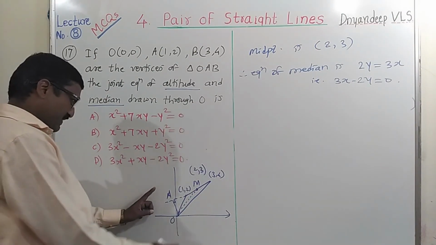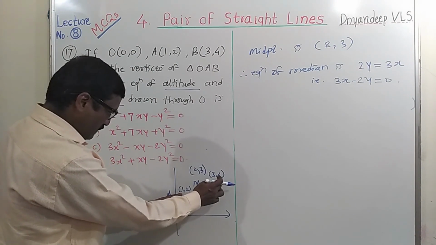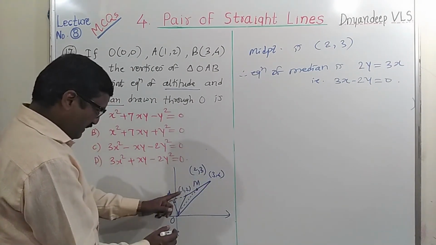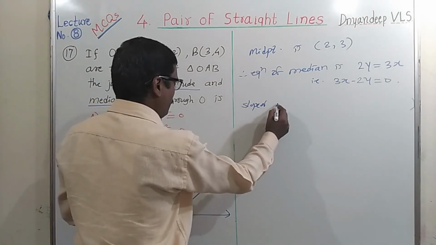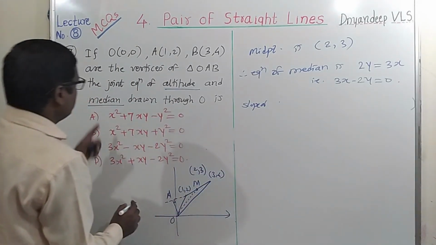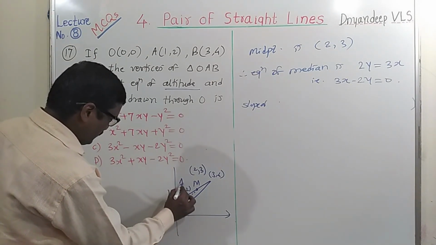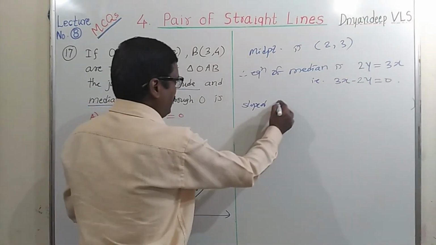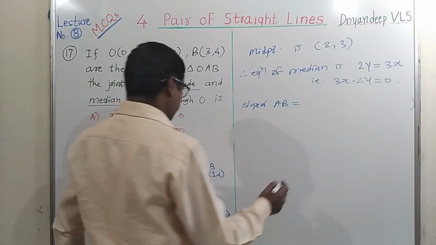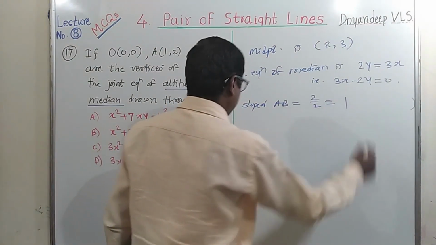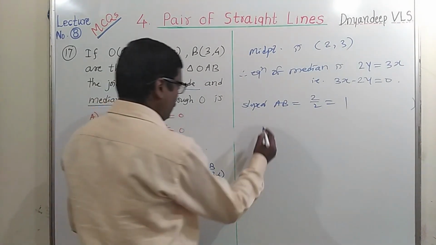Now about altitude. Actually, the points A and B are given here, no? So let us name this line L. This is A, this is B. So slope of AB is equal to difference in y, that is 4 minus 2, 2, and 3 minus 1, that is 2. So it is 2 upon 2, that is equal to 1.